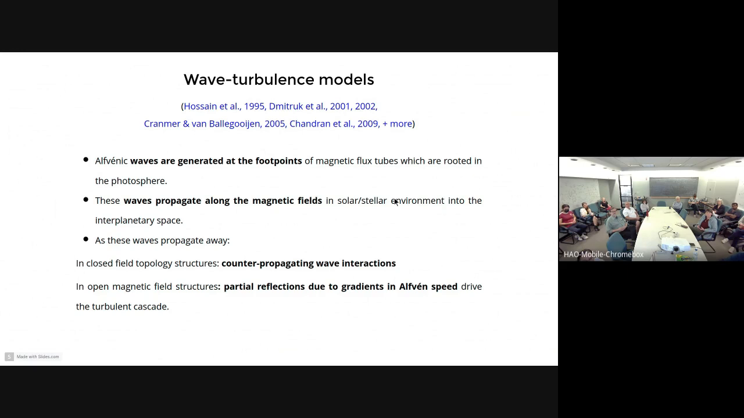So if you are looking at a closed field topology structure, let's say coronal loops, then there could be counter-propagating waves injected from both ends of the loop, and they might interact with each other and create turbulence. However, in open field lines, there could be gradients that do some sort of reflections, and that actually generates the turbulent cascade.